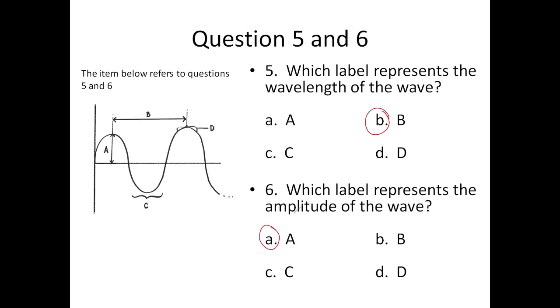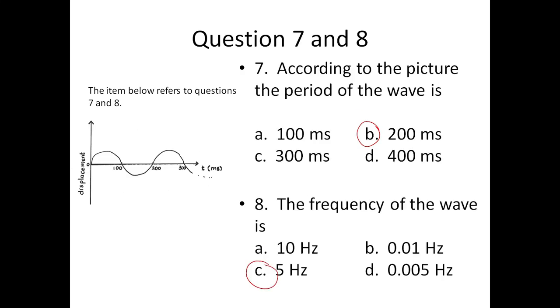Question 5, which label represents the wavelength of the wave? That would be B, that's the wavelength from one crest to another crest. And for number 6, which label represents the amplitude of the wave? That's the height of a crest or the depth of a trough. So the answer is A.